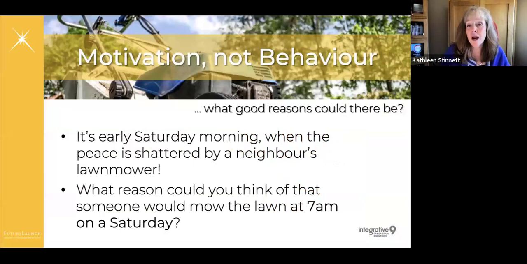So this describes our primary motivational drivers, not necessarily our behaviors. Of course, if I'm motivated by something, it's going to be influencing my feelings and my thoughts and my behaviors. So here's the question on the screen. It's Saturday morning and your neighbor is mowing the lawn. Why would they do that? Why would anyone begin mowing their lawn at 7 a.m. on a Saturday morning? Why would you do that?